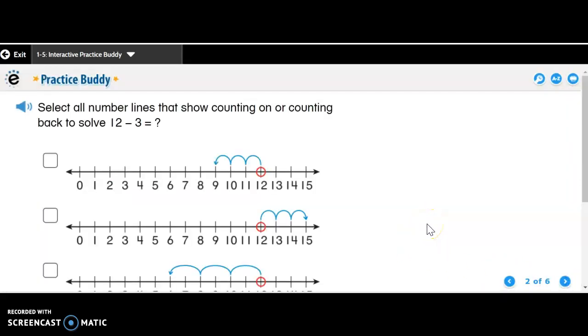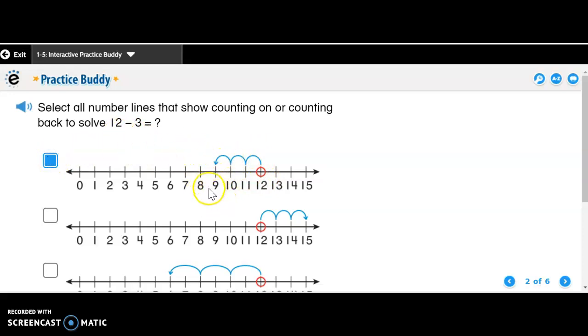Here it says select all number lines that show counting on or counting back to solve this equation. So first, let's really look at this equation. Make sure we know what numbers we're looking for. So 12 take away 3 is equal to what? So let's look at this first number line and see if this makes sense to us. Okay, so we see the red circle, and that means we're starting at 12. So we know that's the bigger number, so we're probably going to be jumping back. Let's see. They go back 1, 2, 3, and land on 9. Does that make sense? 12 take away 1, 2, 3. Yes, that sure does. That gives us answer of 9.